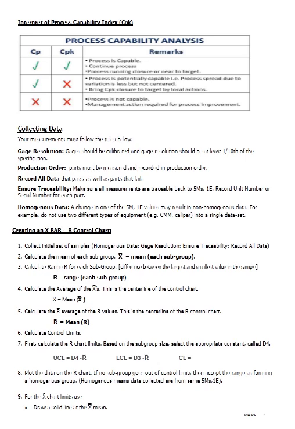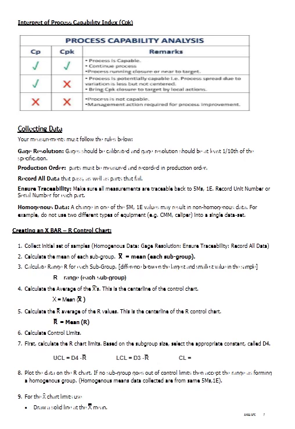Collecting data, our measurement must follow the rules below. Gauge resolution: the gauge should be calibrated and gauge resolution should be at least 1/10th of the specification. Production order: what should be measured and recorded in the production order? Record all data. Ensure traceability: make sure all measurements are traceable back to the 5Ms. Record the unit number or serial number for each part. Homogeneous data: a change in one of the 5M1E values may result in non-homogeneous data. For example, do not use two different types of equipment in a single data set.